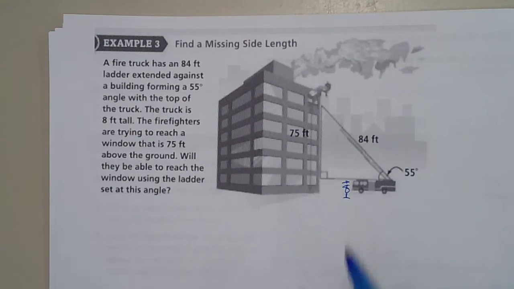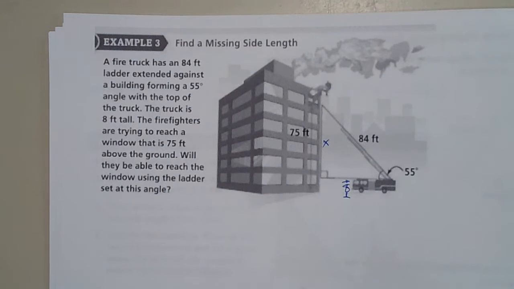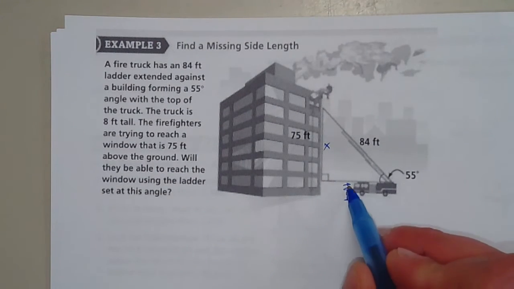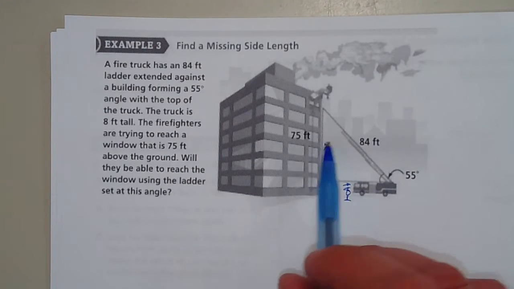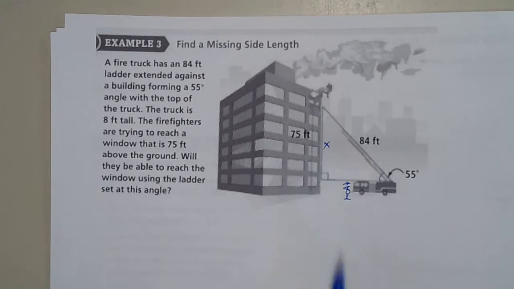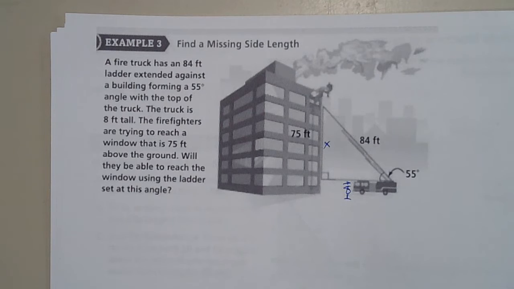So we basically need to see, does this reach up to that building? Now, what you got to take into account is you do have an extra 8 feet. So whatever number we get from here, we can add 8 to. And we want to see, is it 75? Are they actually going to get to the window? Are they going to be too high, too low, etc.? So we're going to set up and solve this.